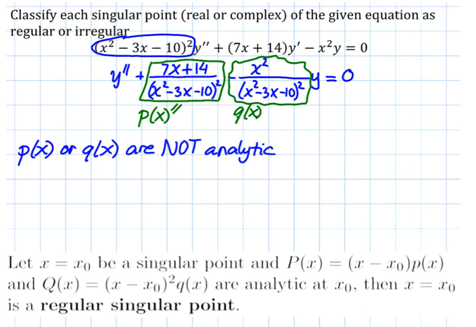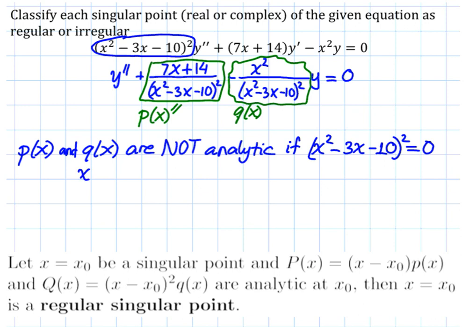For the functions p of x and q of x, if the denominator equals 0, those functions are undefined. Undefined functions are not analytic. So we say they are not analytic if the denominator equals 0. But since they have the same denominator, instead of "or" it could be "and". It doesn't really matter, because they have the same denominator. Anyway, we're going to solve for x. The square doesn't really matter.